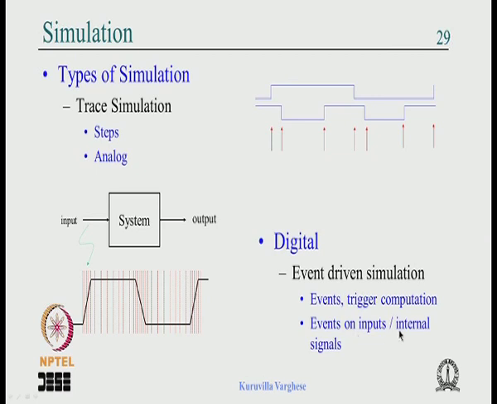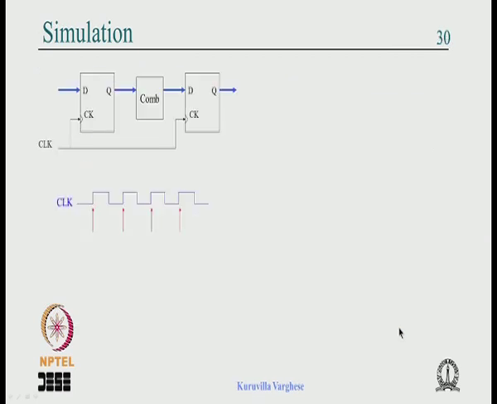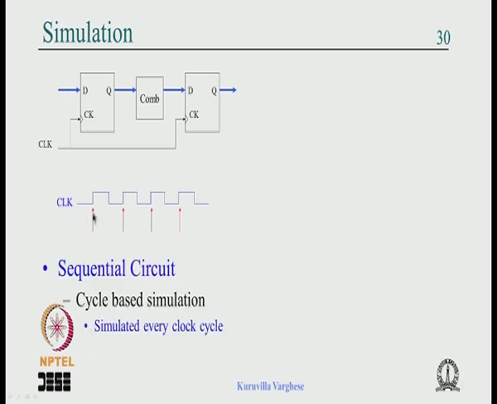An event can be on inputs or internal signals within the circuit, and in specific, when you have a sequential circuit, this is updated every clock cycle. So in principle you can do the computation on the active clock edge, which will definitely ignore some details, but this is a very fast way of simulating a sequential circuit.